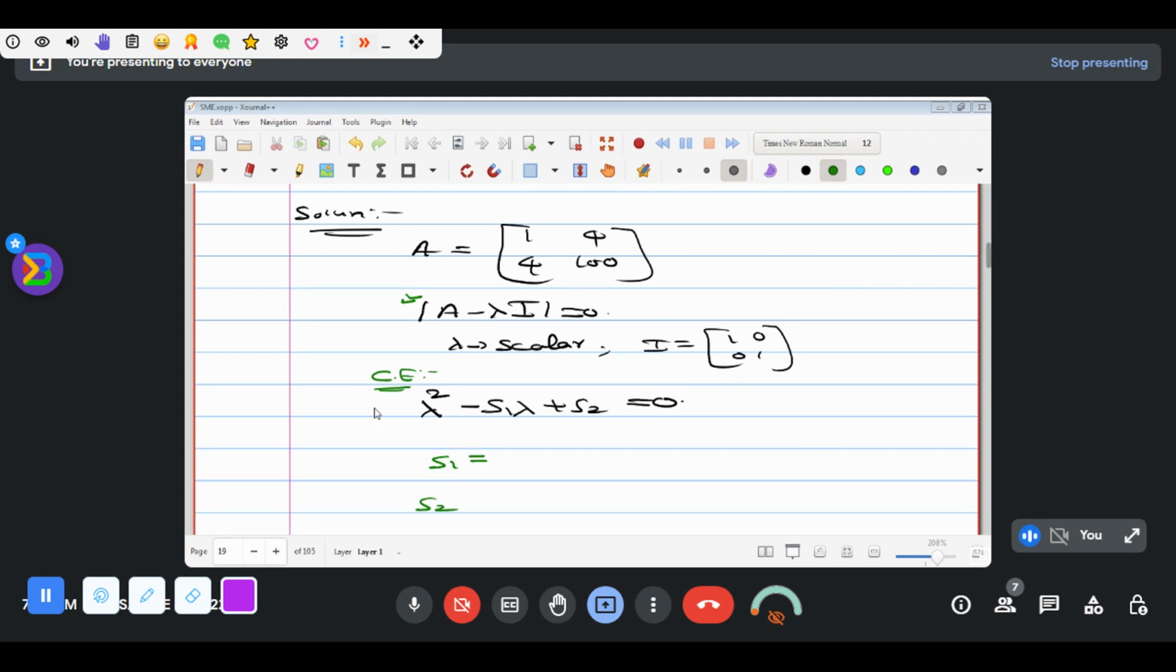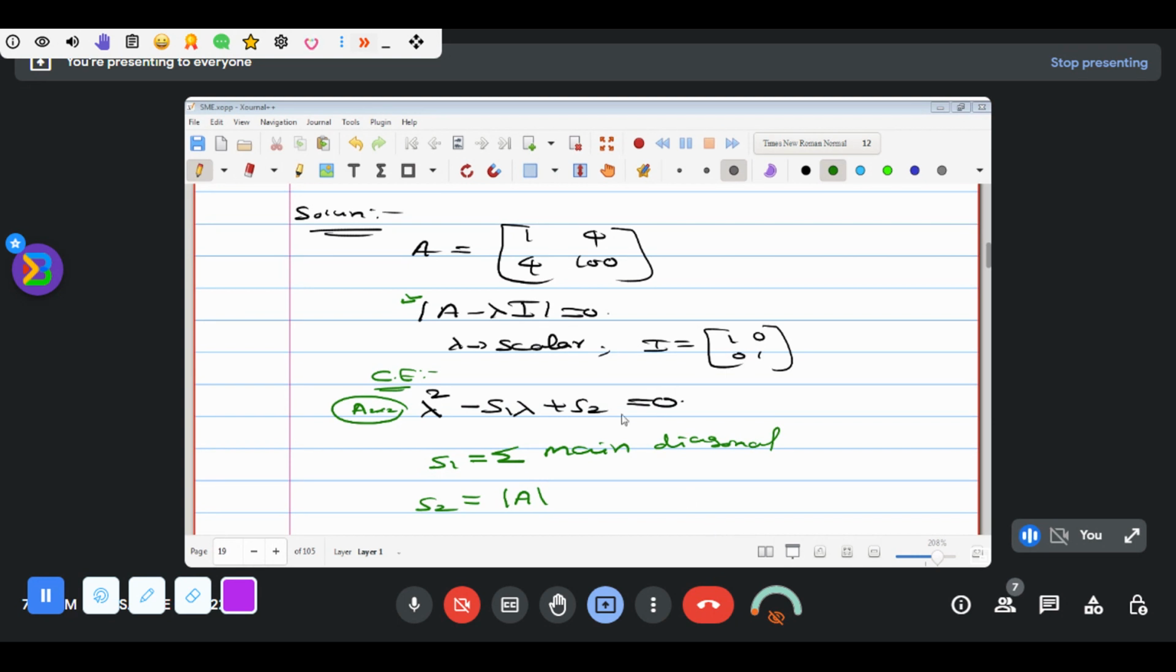For a 2 by 2 matrix A, the shortcut formula is: S1 equals the sum of the main diagonal. Please note that this formula is very important. And S2 is called the determinant of A. This is a basic one.